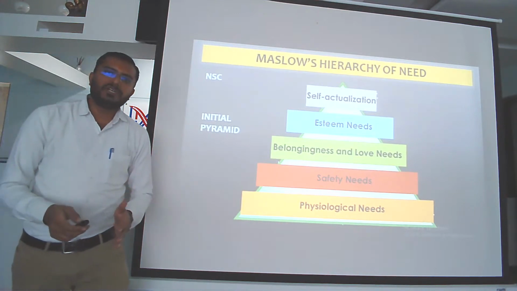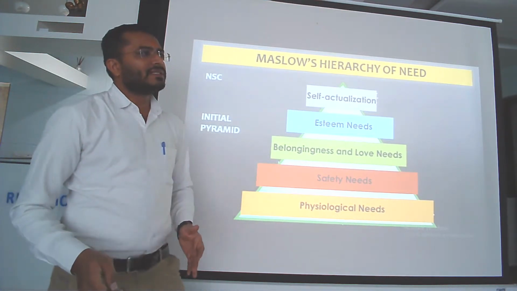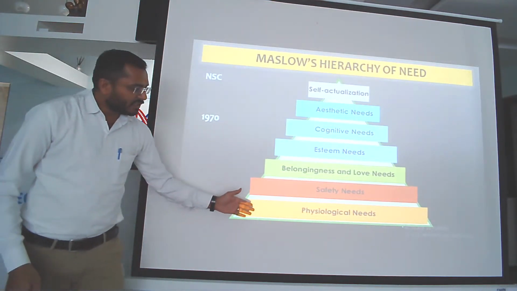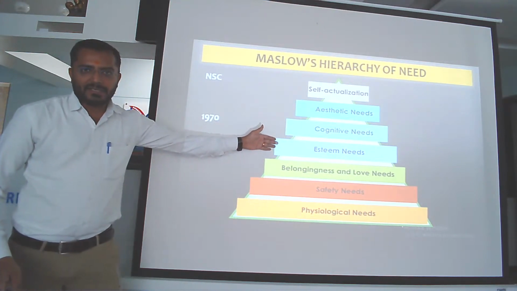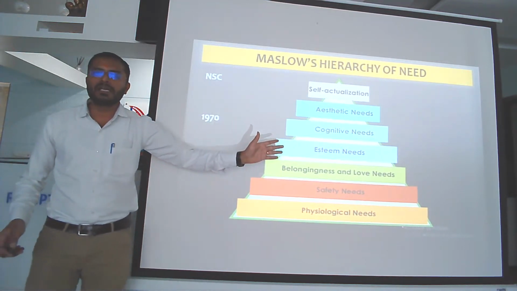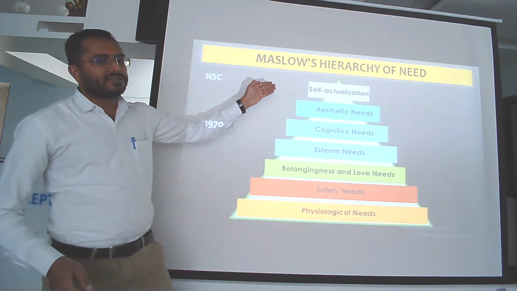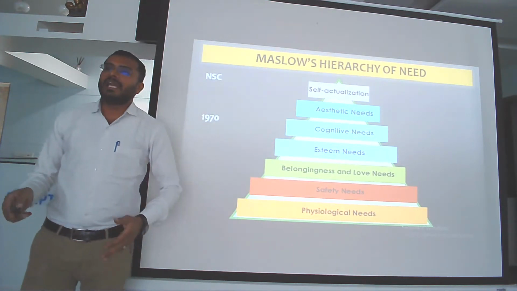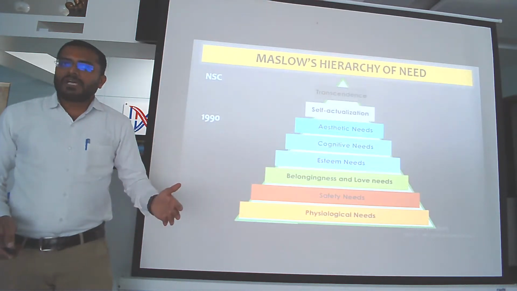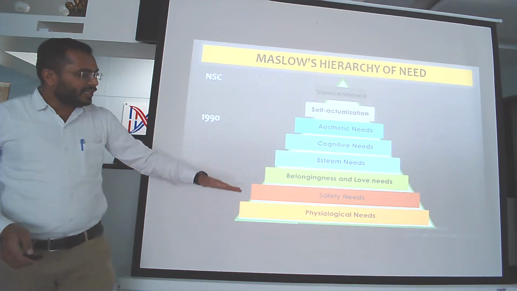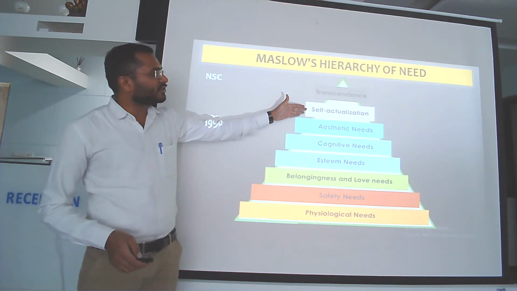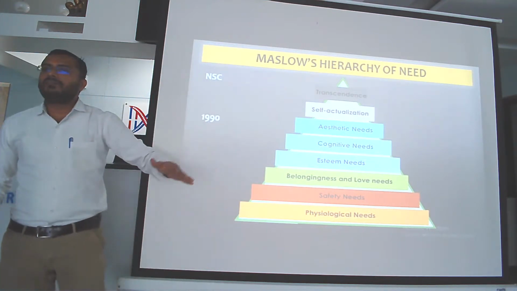But that was the initial Maslow pyramid. Maslow added two more components to this. First, the physiological, safety, belonging, and esteem needs were there, but two needs were added: the cognitive need and aesthetic needs, and then self-actualization as the last need. And in the 1990s some other authors added to this chart: physiological, safety, belonging, esteem, cognitive, aesthetic, self-actualization, and transcendence. Now we go one by one.